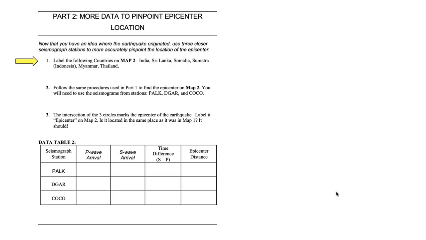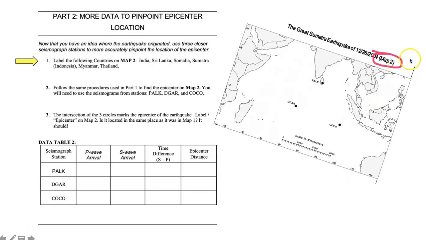Now we're going to pinpoint that epicenter a little bit better. We're going to repeat what we did in part 1. So you're going to use map 2 for this one. Make sure you have map 2 and not map 1. It looks similar to the other one, but if you notice, it's more of a close-up. And the first thing I want you to do is label these various locations, because I want to make sure you know where we're looking in the world here.